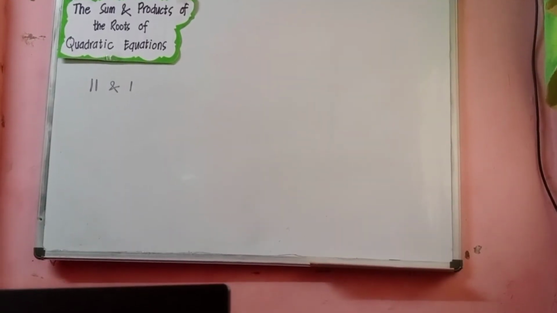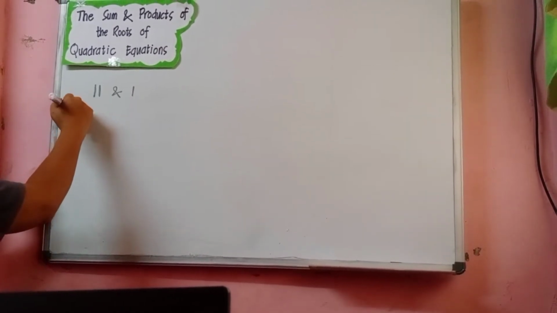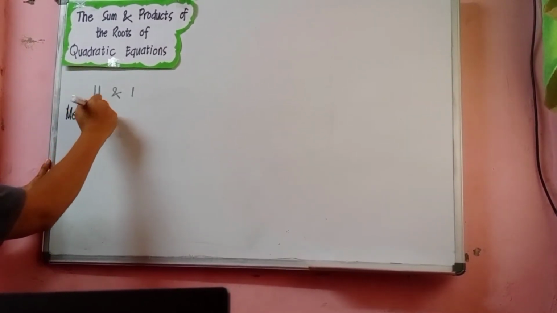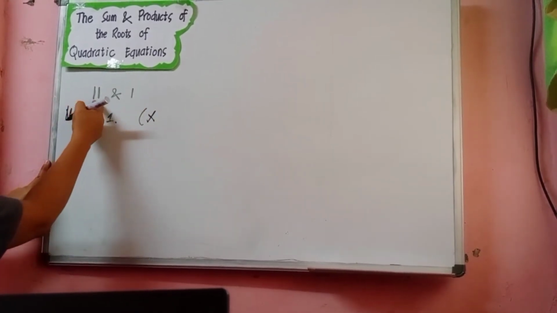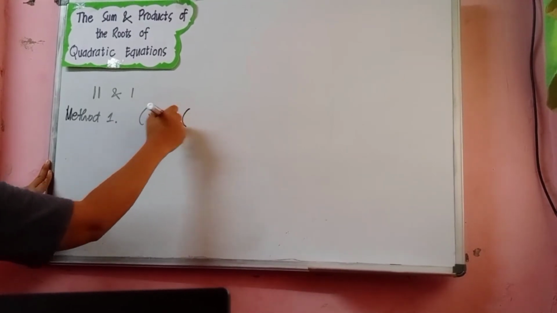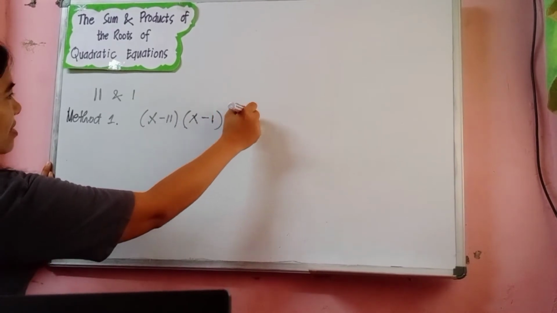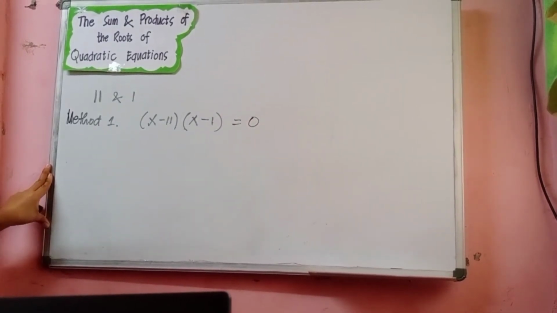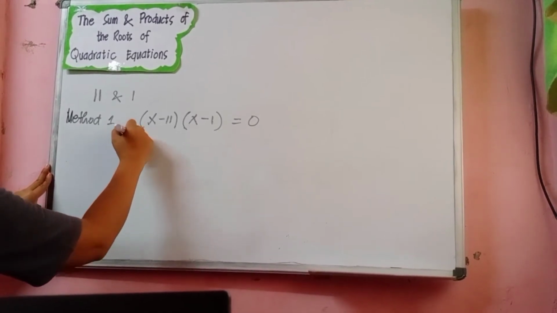To find the quadratic equation given that the roots are 11 and 1, let's start with method 1. For method 1, we simply put an x and take the opposite sign of 11, so that's x minus 11. Do the same thing for 1, so x minus 1. And then you can apply here the FOIL method or the distributive method. So we will have the FOIL.